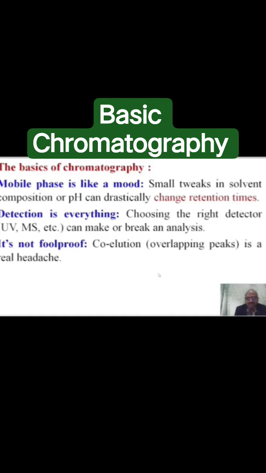And detection is everything. Finally, we can go for the detection. Choosing the right detector, such as UV or mass spectrometry, can make or break an analysis. So it's not foolproof. That is co-elution. Overlapping of the peaks is a great and real headache in this separation science phenomenon.